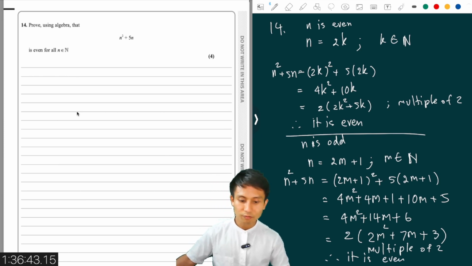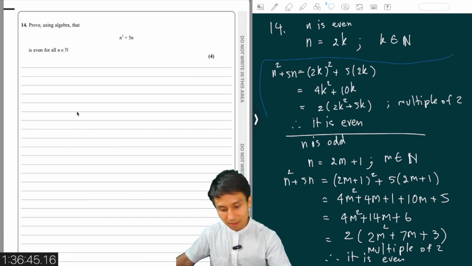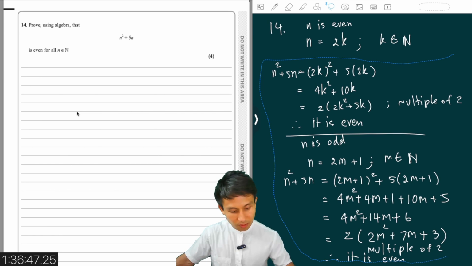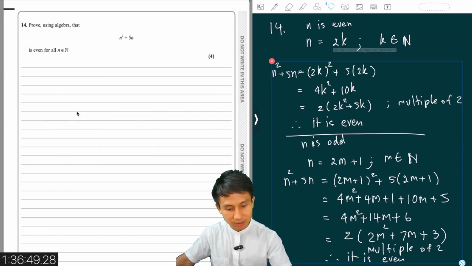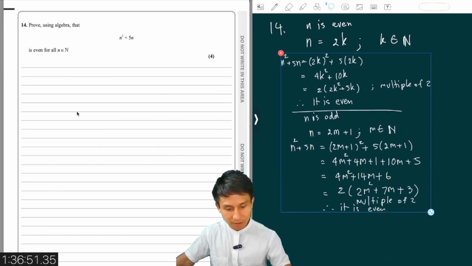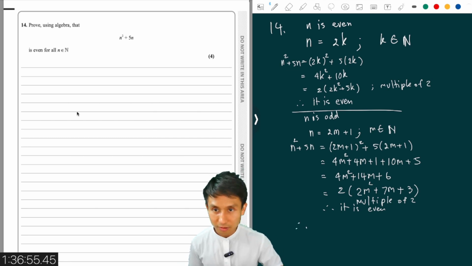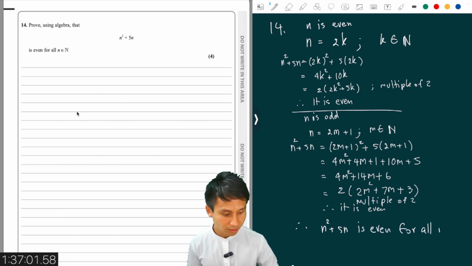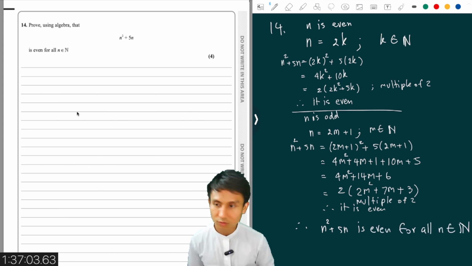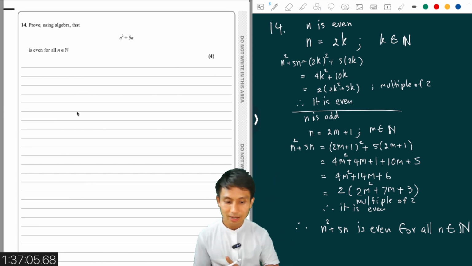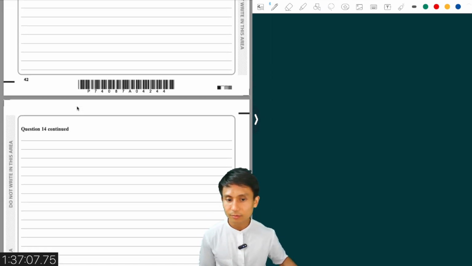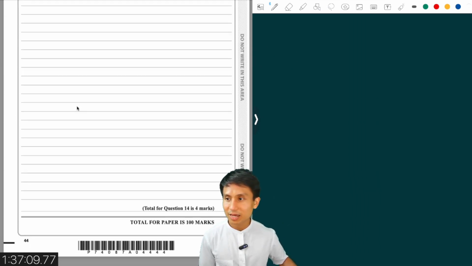Okay, so we have proved that for either case, they're both even. That means we can say that therefore n squared plus 5n is even for all n being natural number. Yeah, that's done. And that seems to be the end of the paper.